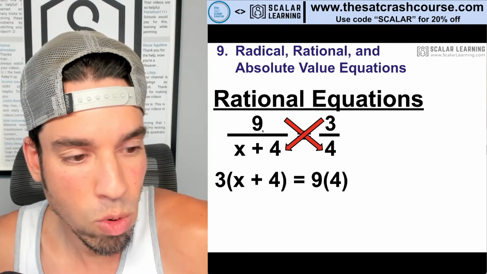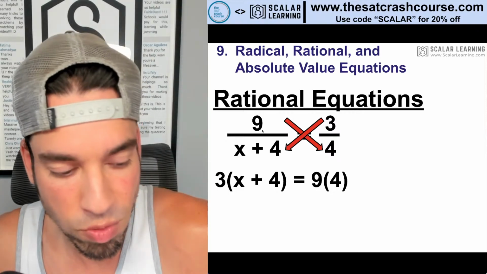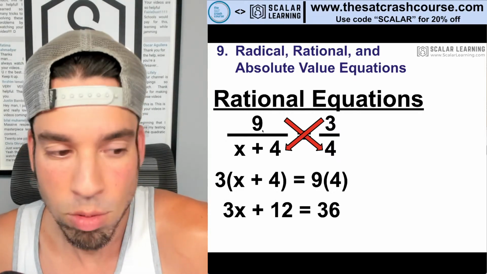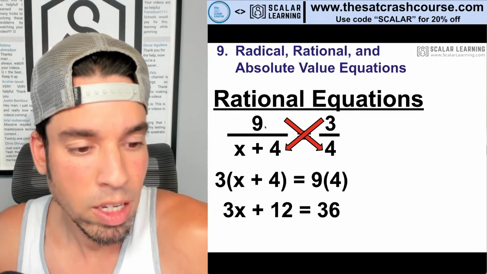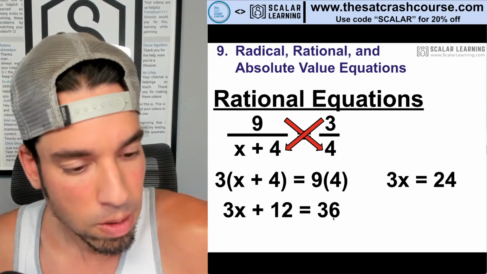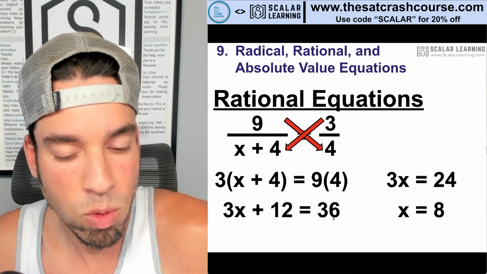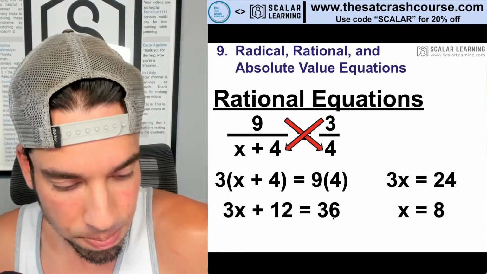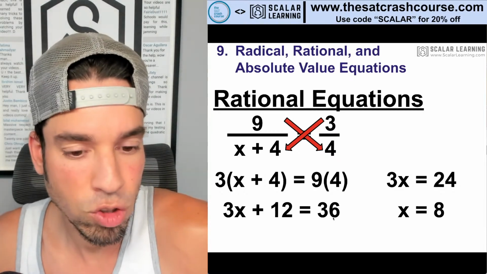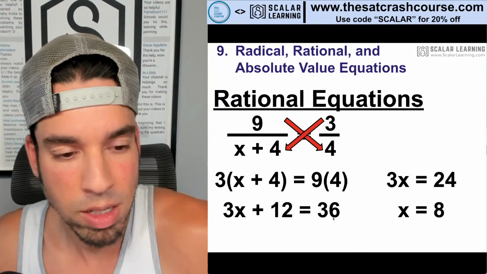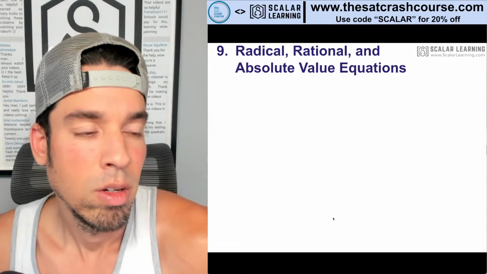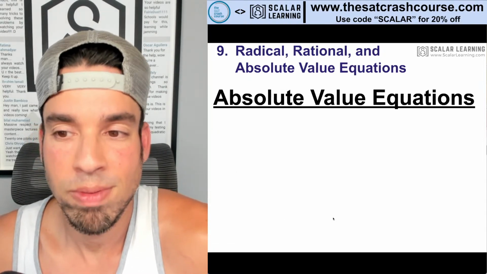3 times x plus 4 on the left equals 9 times 4. Distribute that 3. We got 3x plus 12 equals 9 times 4, which is 36. Minus 12, 3x equals 24, and x equals 8. Okay. Again, you can put that into Desmos as well, but this is how you do it by hand, pretty quick. Last but not least, we got an absolute value equation.